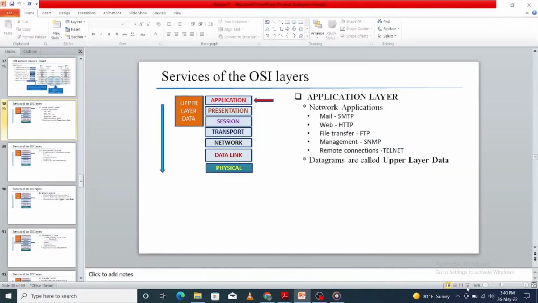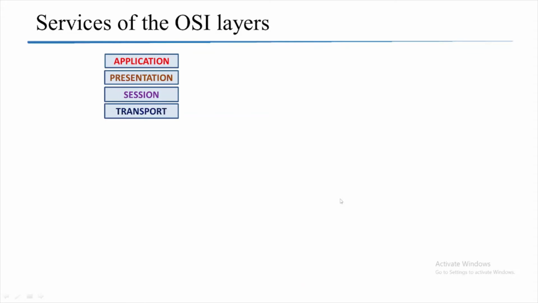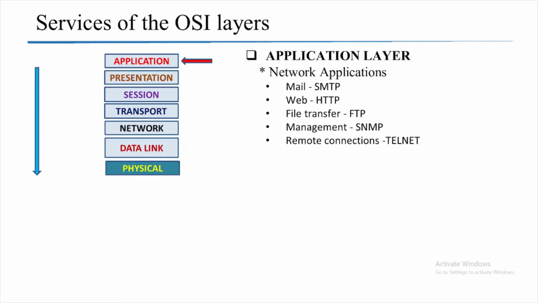Now let's see a broad overview of the services provided by the 7 OSI reference model layers. With the topmost layer, which is the application layer, this is where the user interacts with the application, and it's where we can find network applications like mail, web, file transfer, management with SNMP, remote connections with telnet, and so on, right?